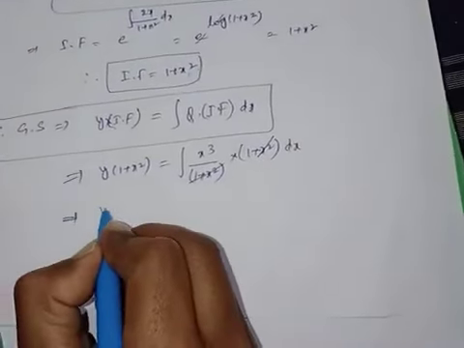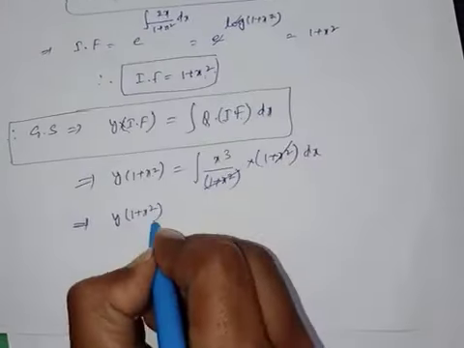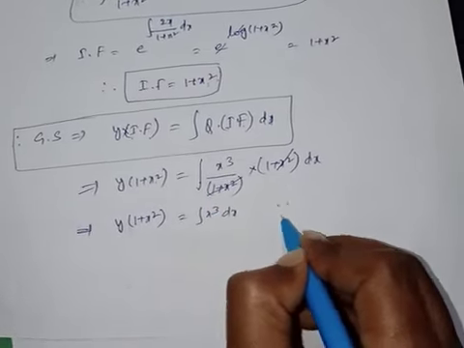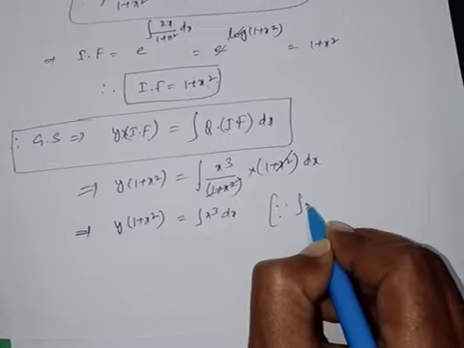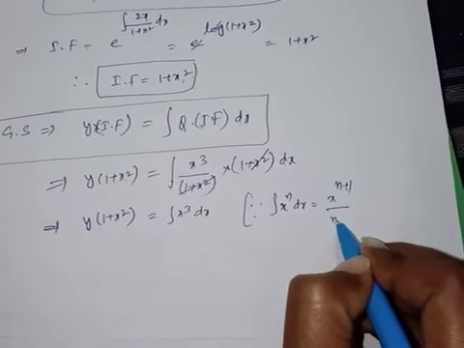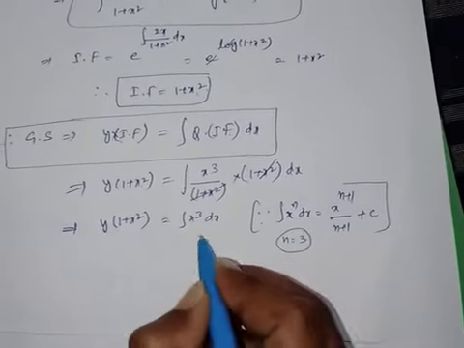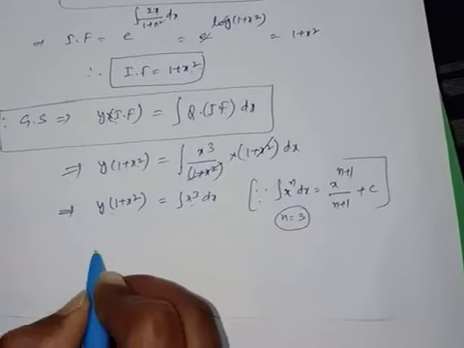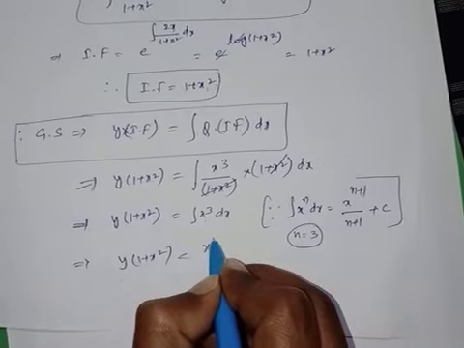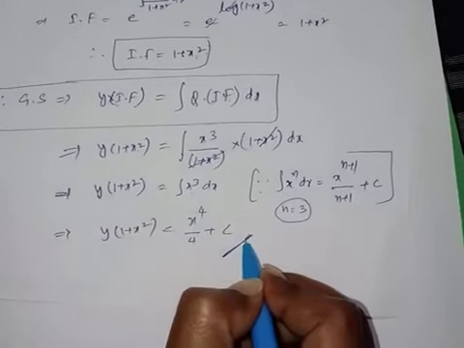That gives y(1 + x²) equals the integral of x³ dx. Here the integral of xⁿ dx equals x^(n+1)/(n+1) + c. Comparing, n equals 3. If we substitute n = 3, it will be y(1 + x²) = x⁴/4 + c, which is the required solution of the given differential equation.